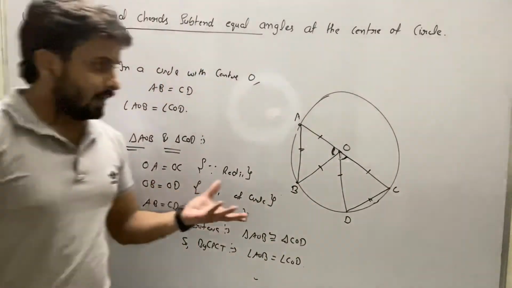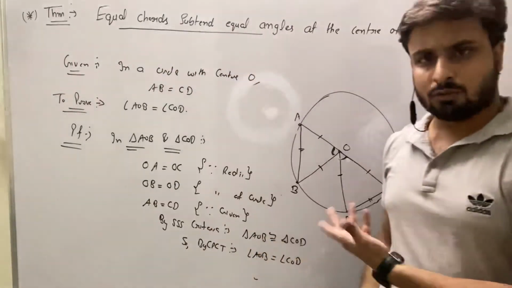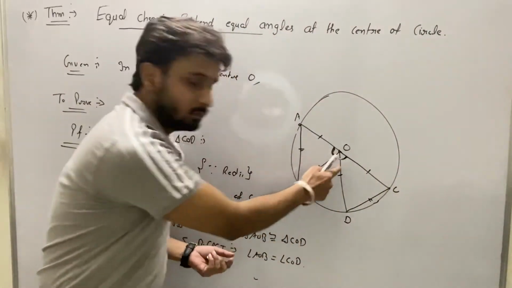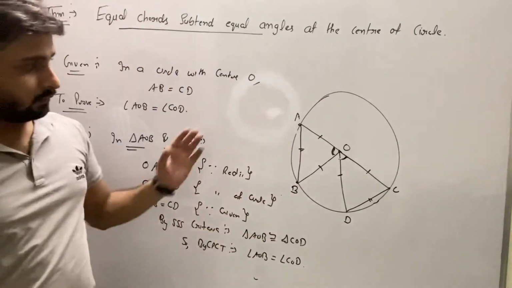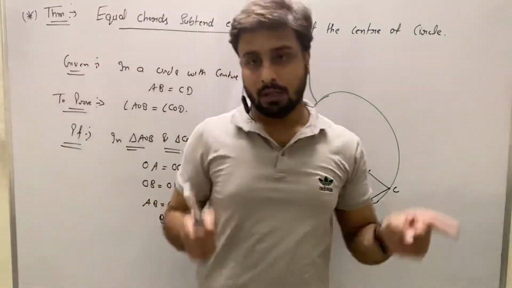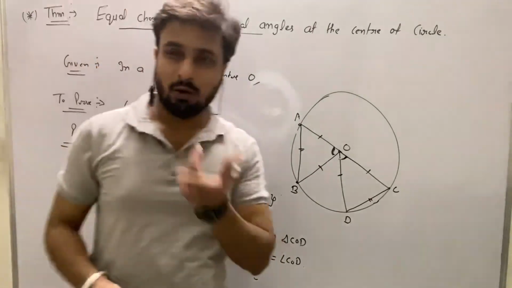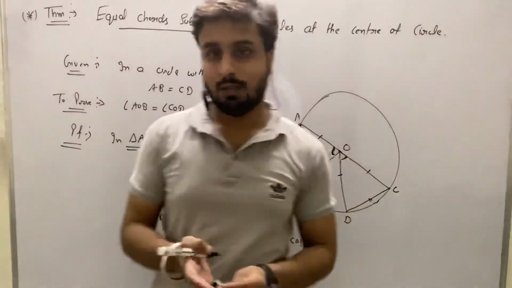Now what if I ask you, is the converse of this theorem true? If I say that the angles subtended by two chords at the center of the circle are equal, will those chords be equal? That we'll discuss in our next video.